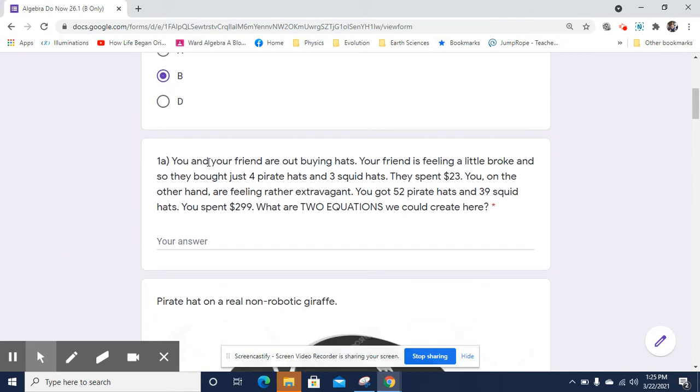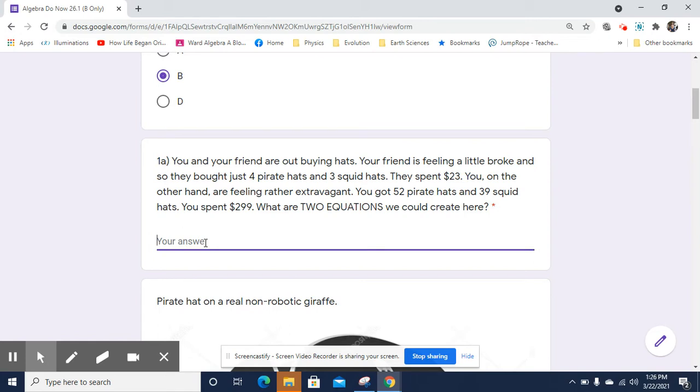So I figure you know the unknowns for number 1A. We don't know how much pirate hats are and we don't know how much squid hats are. But your friend is feeling broke and they bought 4 pirate hats and 3 squid hats and they spent $23. You, on the other hand, bought 52 pirate hats and 39 squid hats and you spent $299. So this is a job for the standard form.